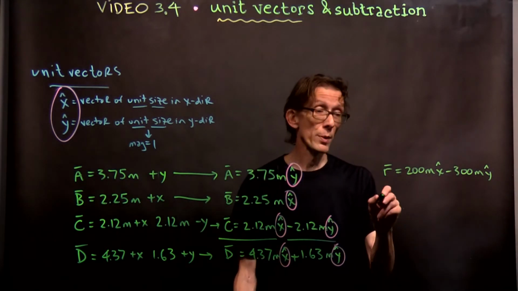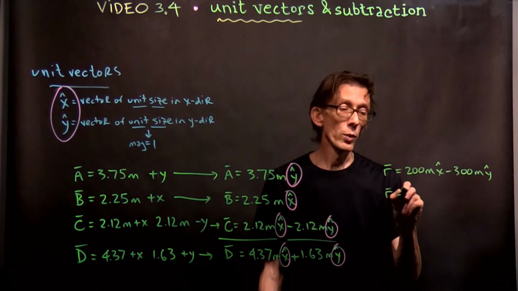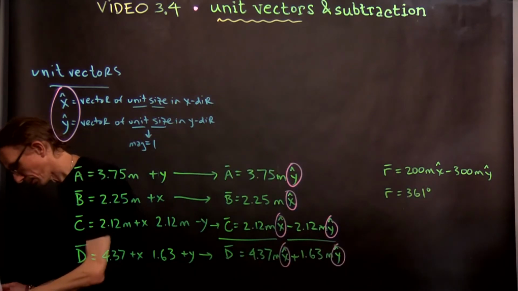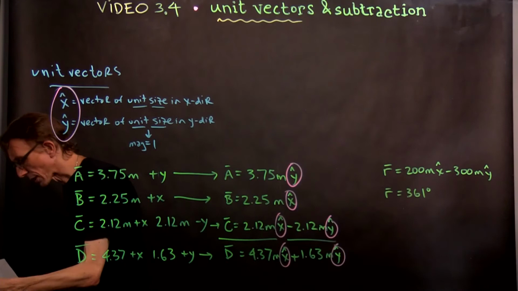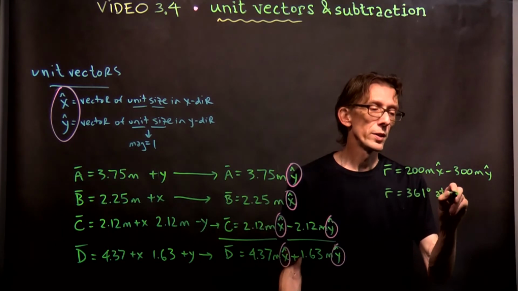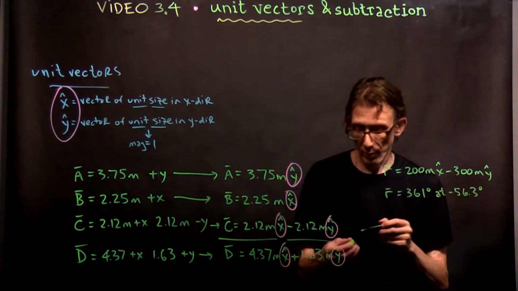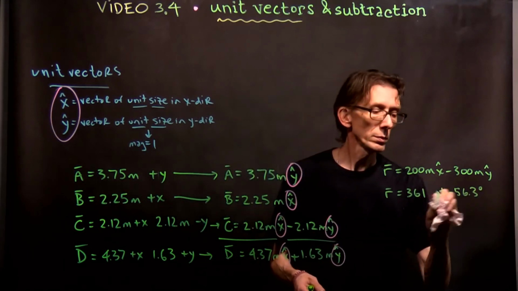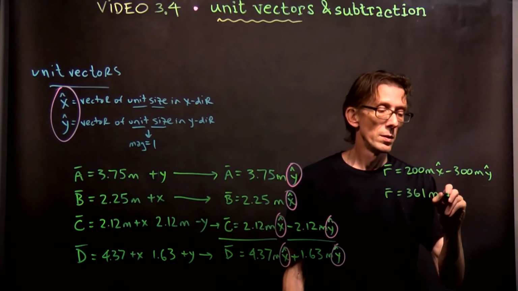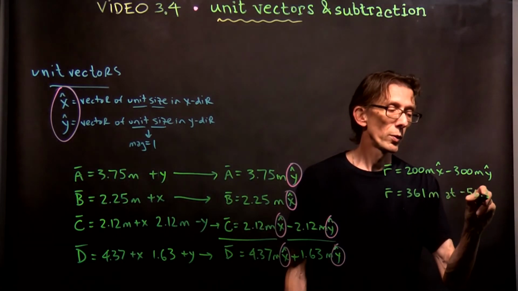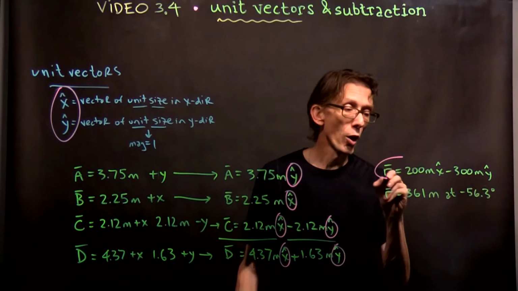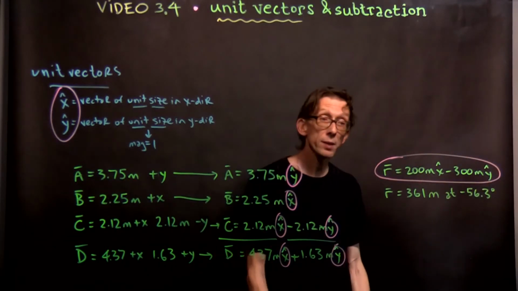We could also describe the same vector by saying R was 361 meters. What was the angle there? It was at minus 56.3 degrees. Either one of these, in this case, R is written in terms of its components, right?